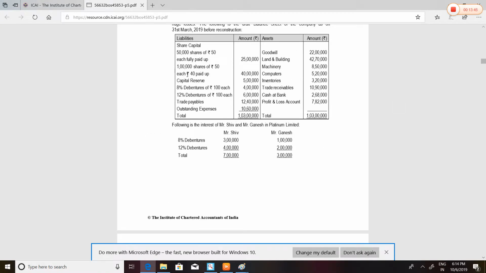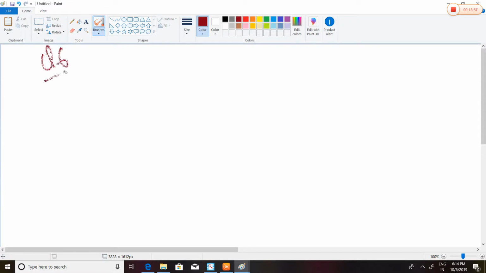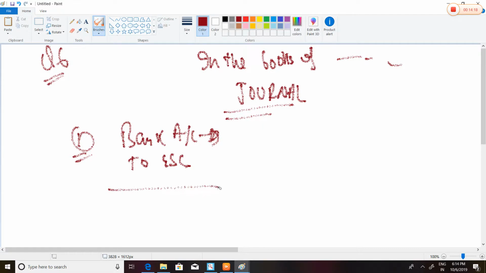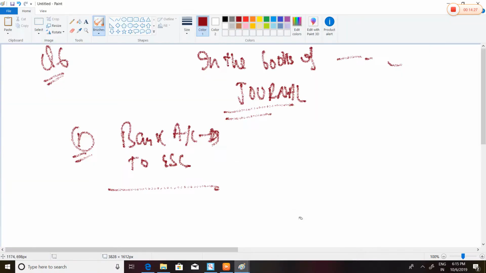So let's start with the question. Say rupees 10 would be called from here. So its entry would be simple. Question number 6, in the books of the company, journal. First, bank account debited to equity share capital, rupees 1 lakh into rupees 10, that is 10 lakhs.